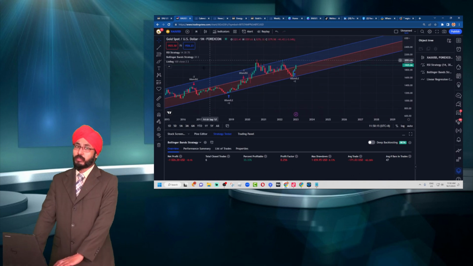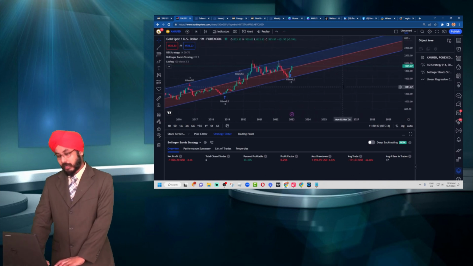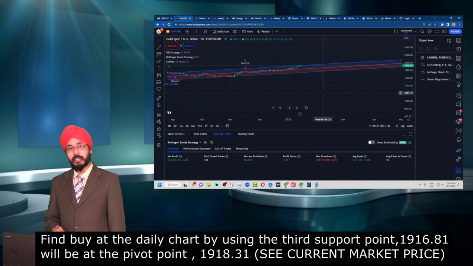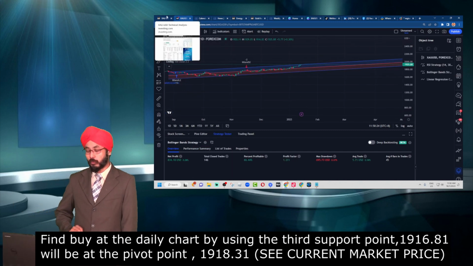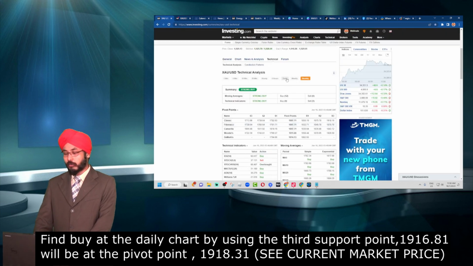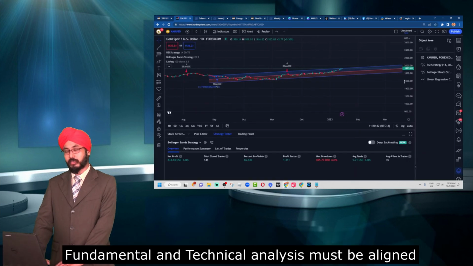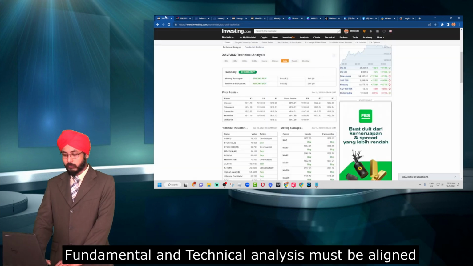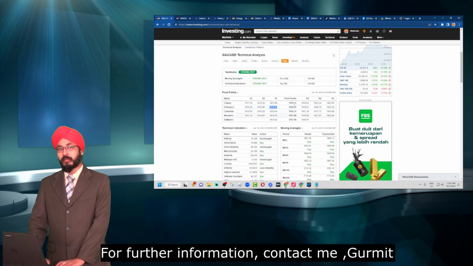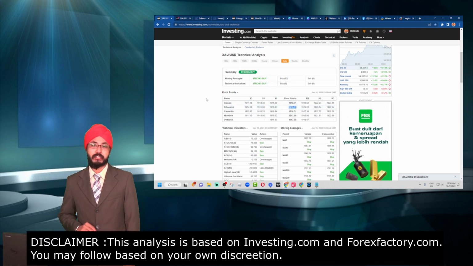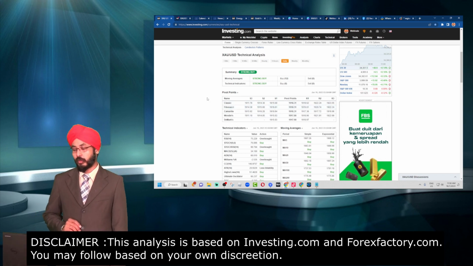So we will look at our daily for its trend. As we are able to see here, the trend is more towards bullish, and our fundamental analysis also supported the trend to be bullish, which means that we will look at our daily and we will go for our support point, which is at 1916.81, our support 1, and we would take profit at 1918.31 at our pivot point. This is one of the ways that we can trade, and this strategy has an 80 to 85% winning rate in the market.